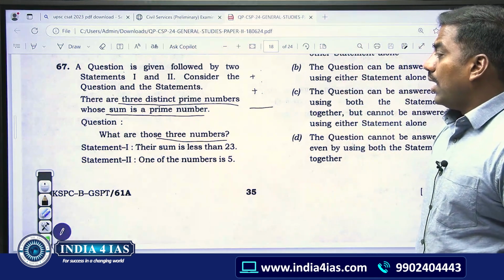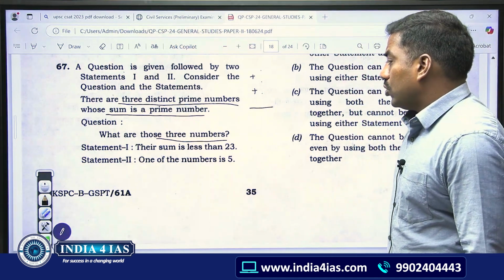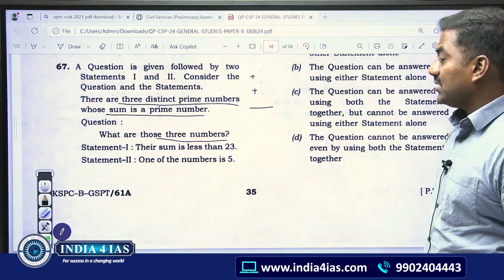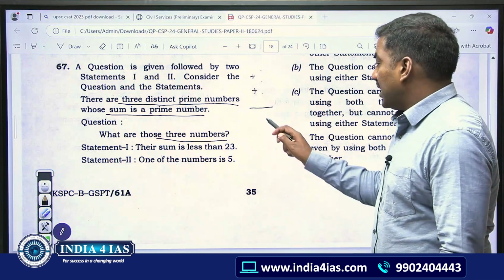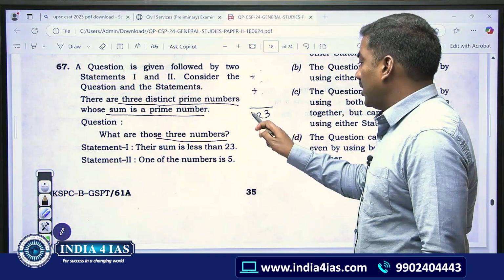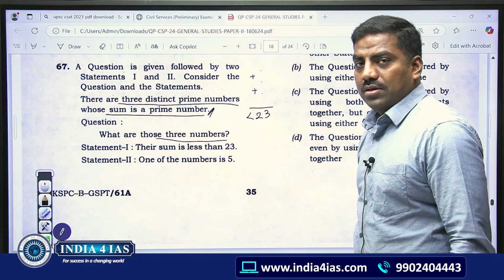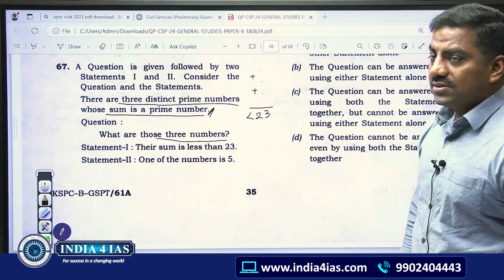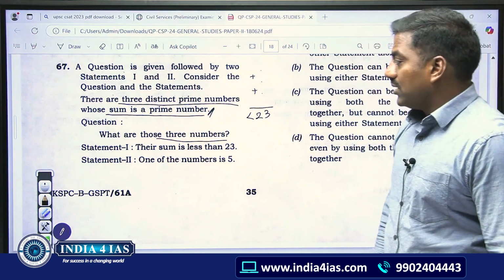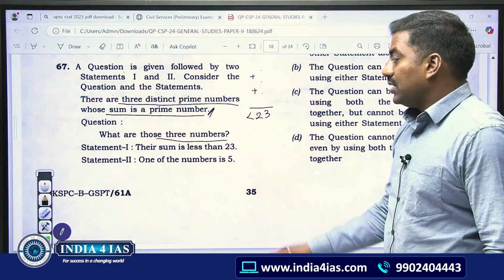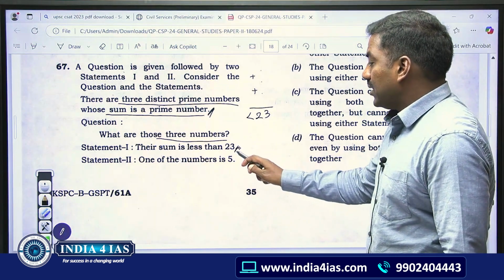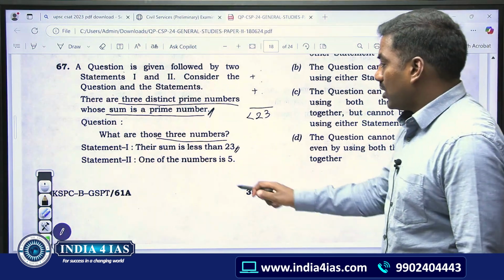What are those three numbers? Their sum is less than 23. But it has to be a prime number. The sum of three distinct prime numbers should be a prime number. Then their sum is less than 23. This is what we have to check.